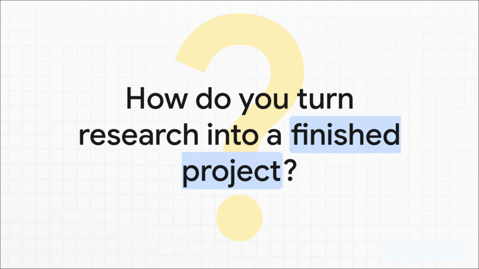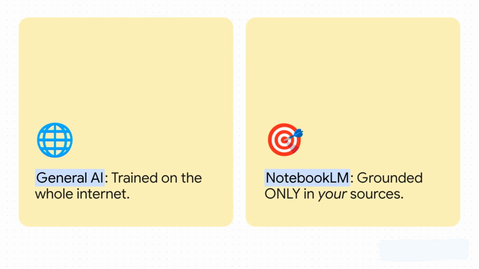It's a classic bottleneck, and it is super frustrating. Okay, so this is where things get really interesting. Most AI tools you've used, like ChatGPT or Gemini, they're trained on the entire wild, messy internet.